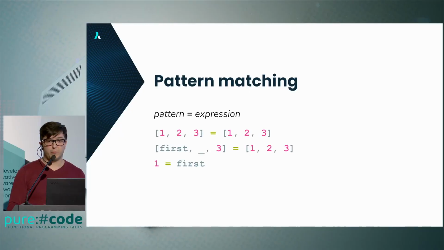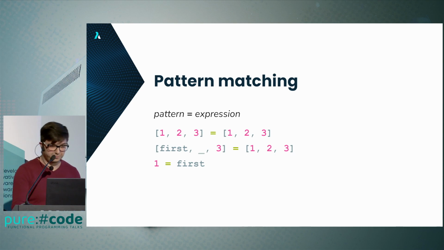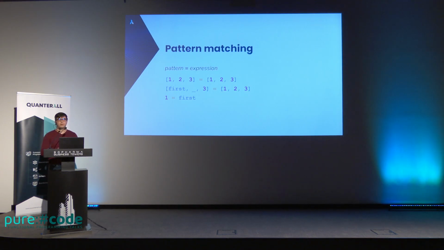Since we bound the variable first to the first element of the list, now this pattern is valid as well, because the variable first holds the value 1. Essentially, patterns allow you to specify your expectations of the data, and matching the pattern verifies that your expectation has been correct. And if a pattern match fails, Elixir throws a runtime exception.